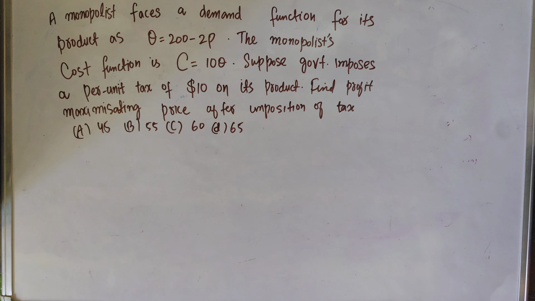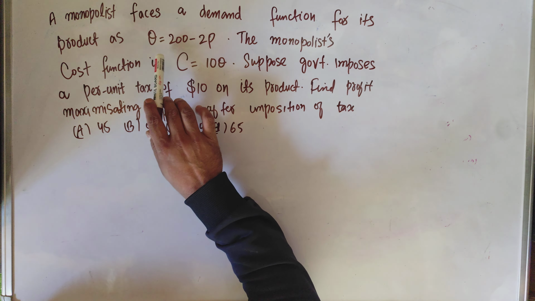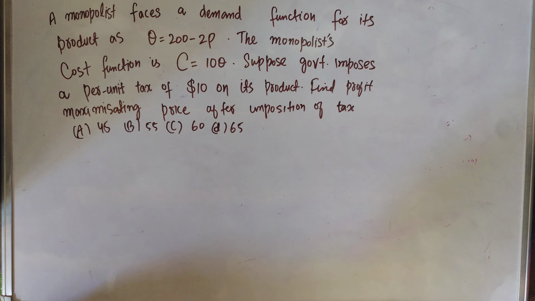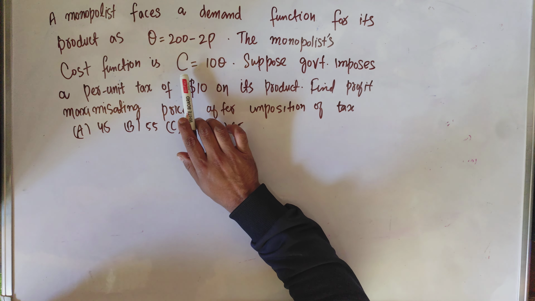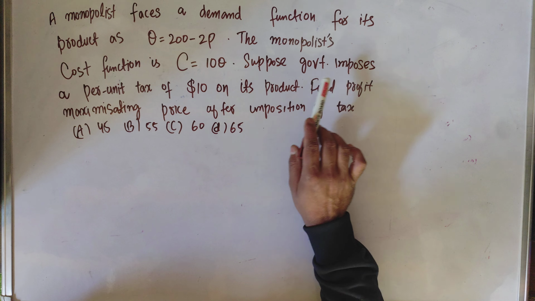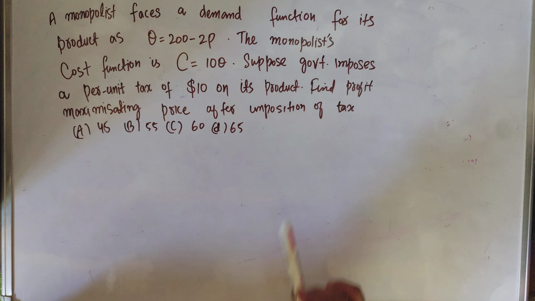Let us solve a question on the impact of the imposition of per unit tax on monopoly. The question is, a monopolist faces a demand function for its product as Q = 200 - 2P. Q is the output, P is the price. The monopolist's cost function, that is total cost, is equal to 10Q. Suppose the government imposes a per unit tax of $10 on its product. We have to find out the profit maximizing price after the imposition of tax.